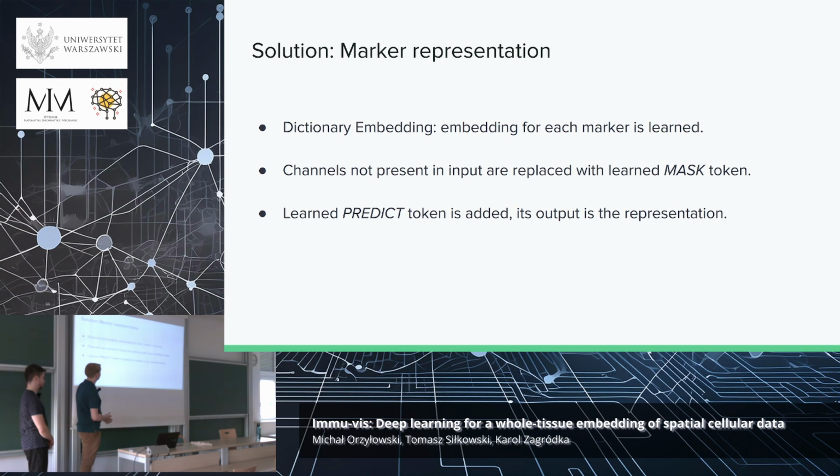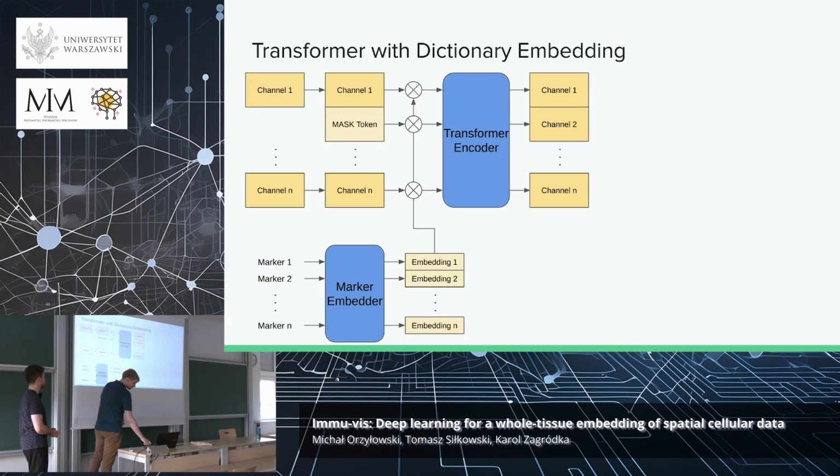We also want to include channels not present in the input. This is because we want the model to have some sort of predictive power later on. We want all the channels to be outputted, even if not all of them were inputted. And the predict token is added. Predict is called CLS in the literature. It's for classification, for prediction. We use it here to get the representation of the entire input.